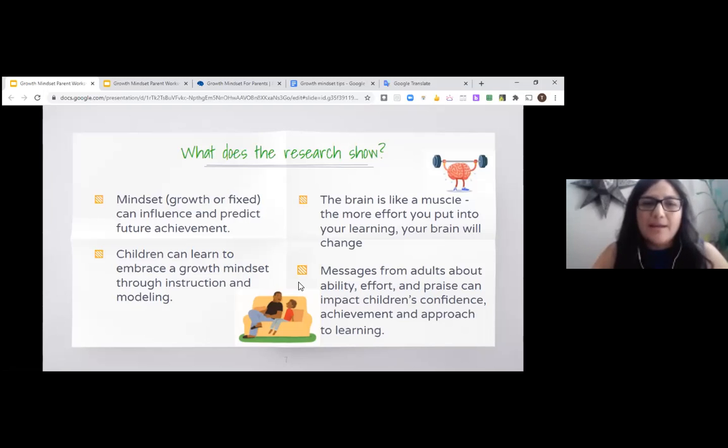And the fourth one here is so important, especially during distance learning. The messages that our children are hearing from us, not just the parents and family members, but from their teachers as well, related to their ability, the effort, and the praise that they receive, will impact their confidence, their achievement, and also their approach to learning.